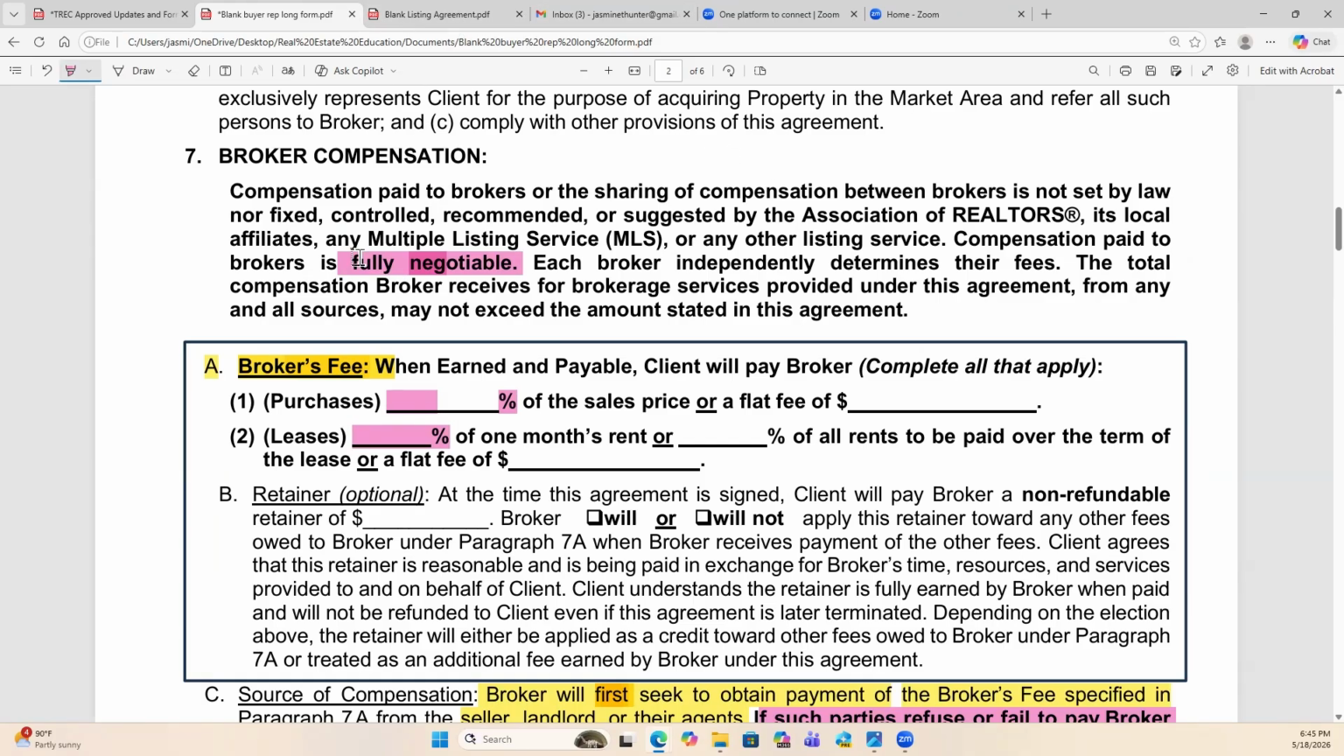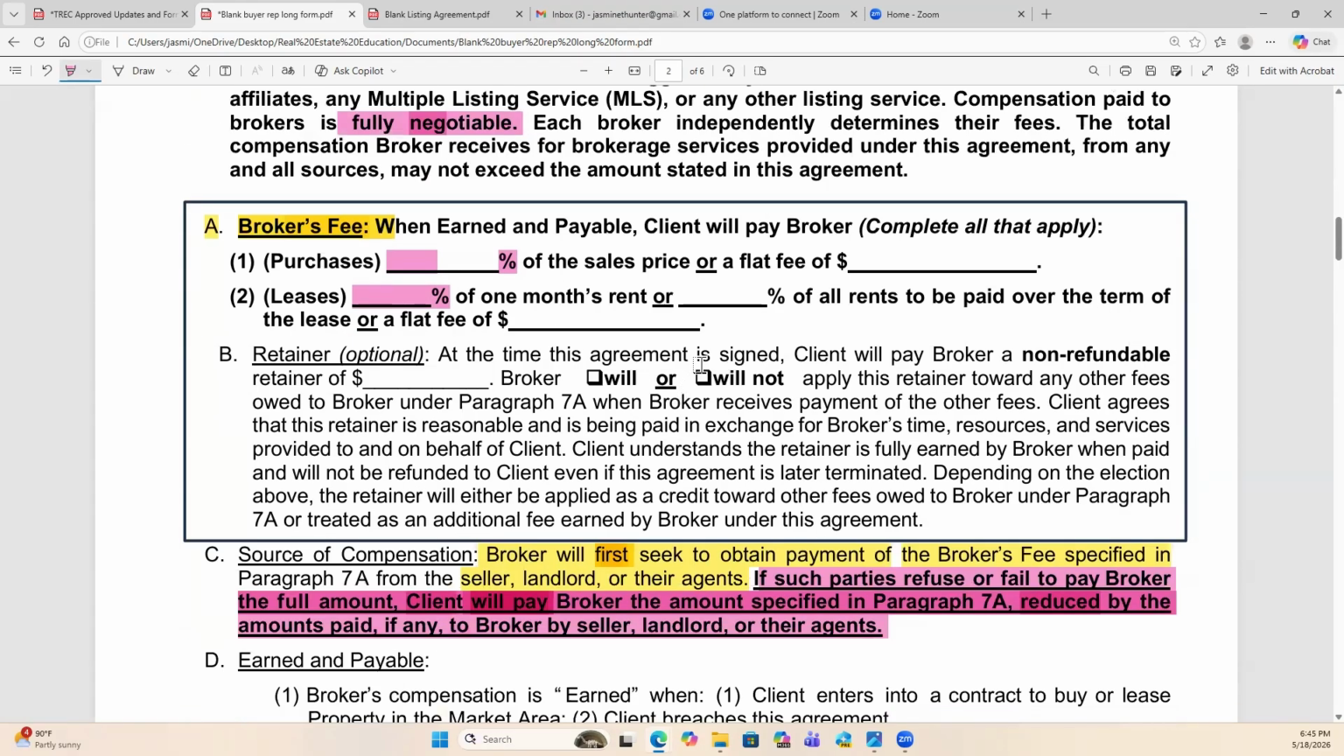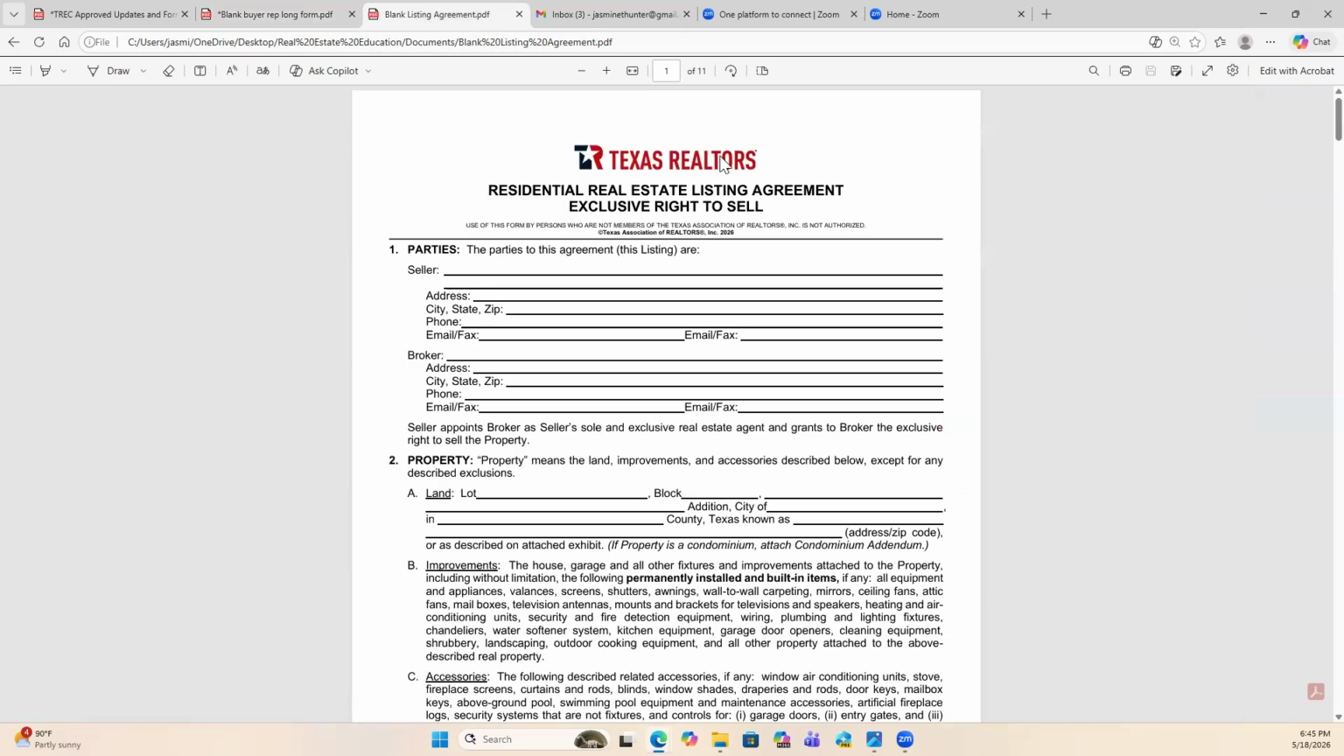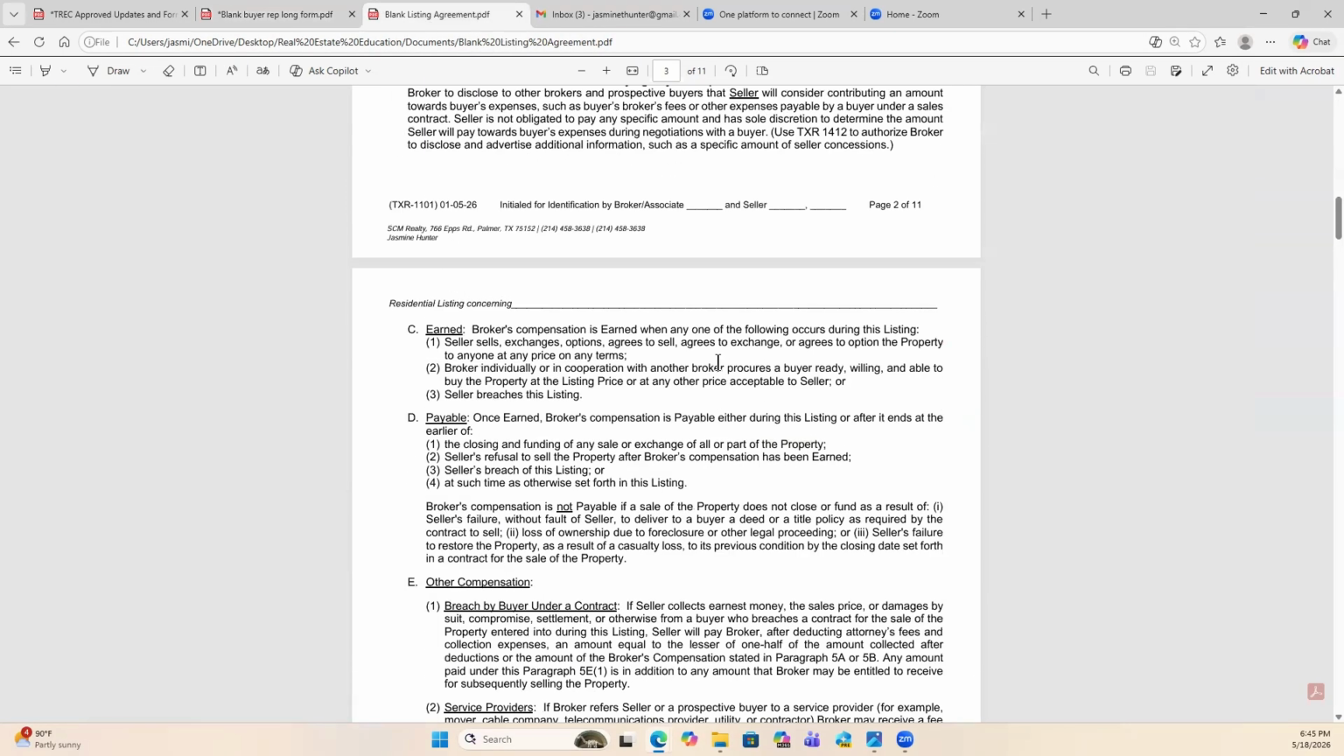Okay. So you are fully negotiating with your buyer, with your tenant. I am going to be paid this percent when you buy, this percent when you lease. I'm going to help you out though. I'm going to seek that payment from these people first, but homie, understand me. If they don't pay, you will be paying me. That's what this says. You will. Okay, you will.